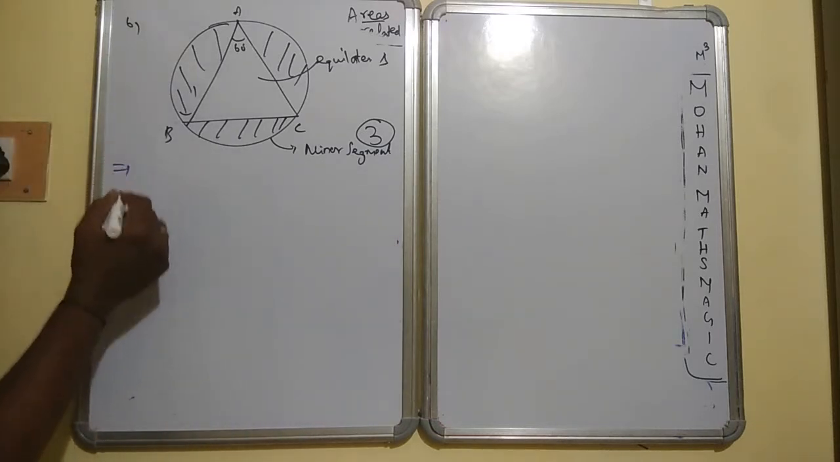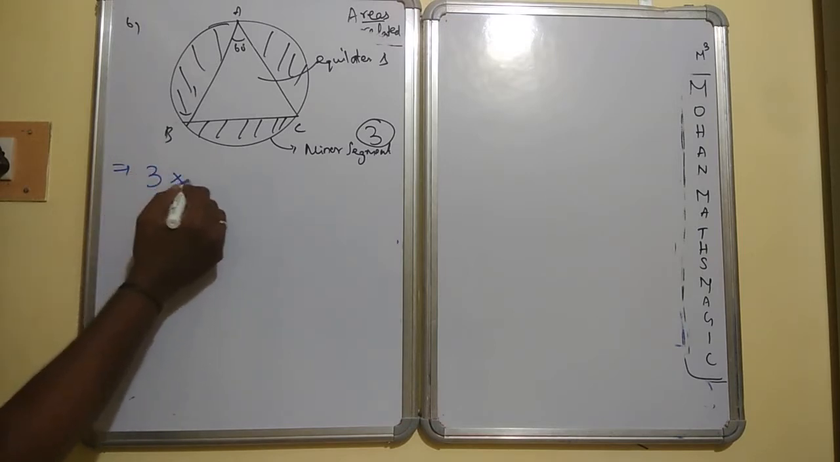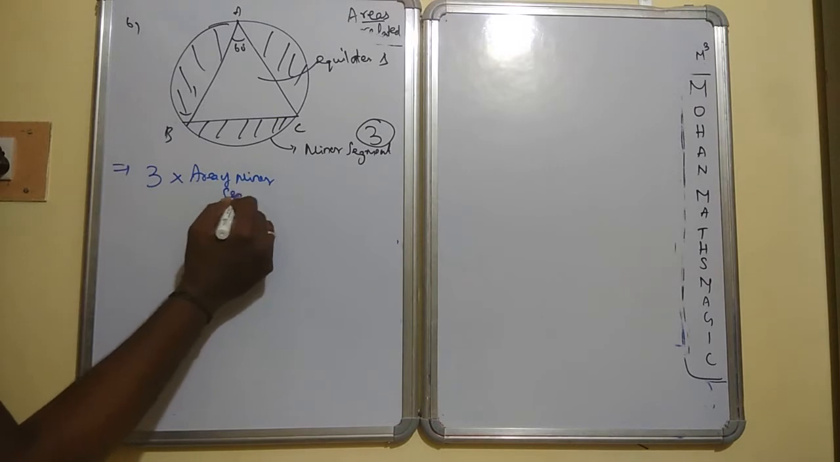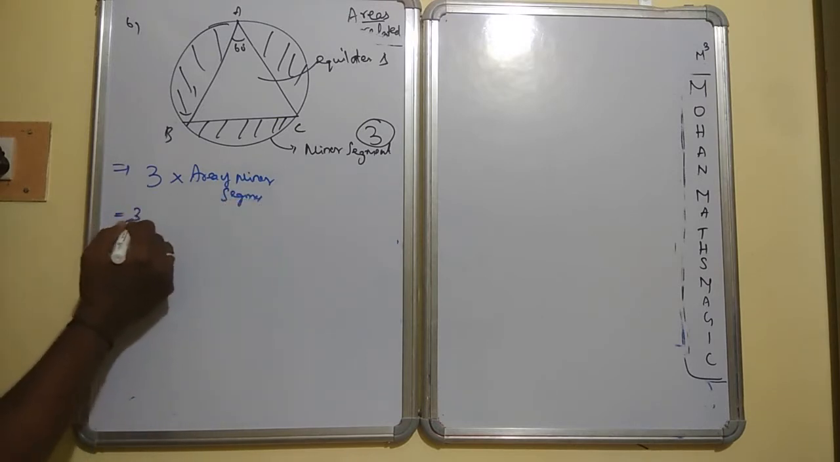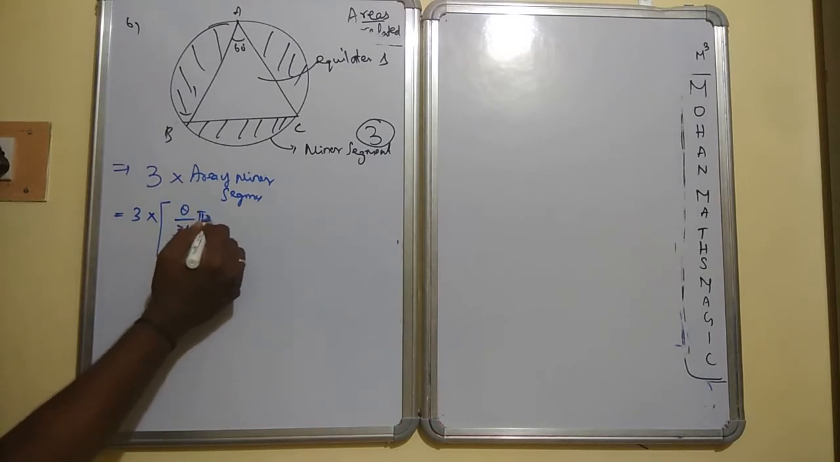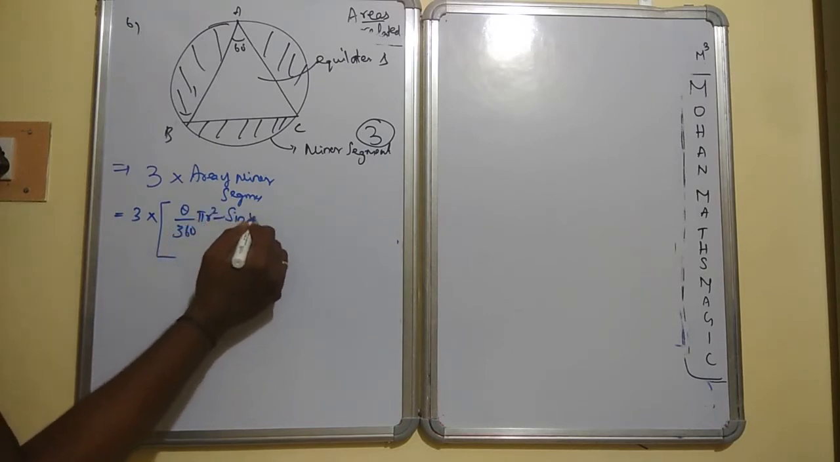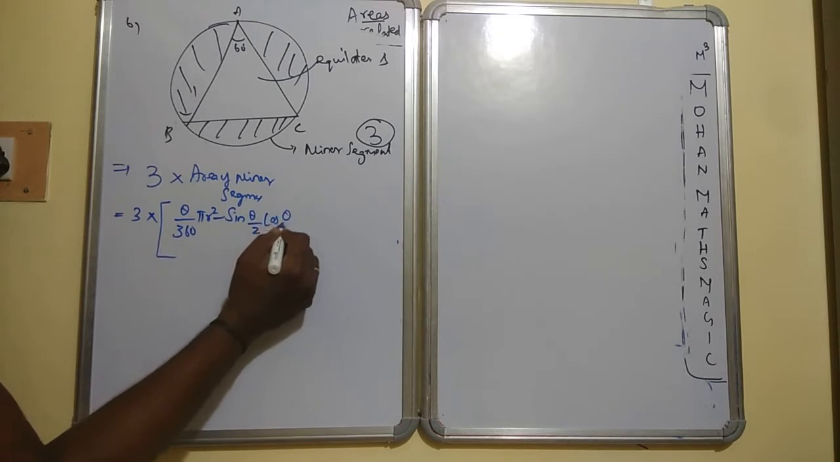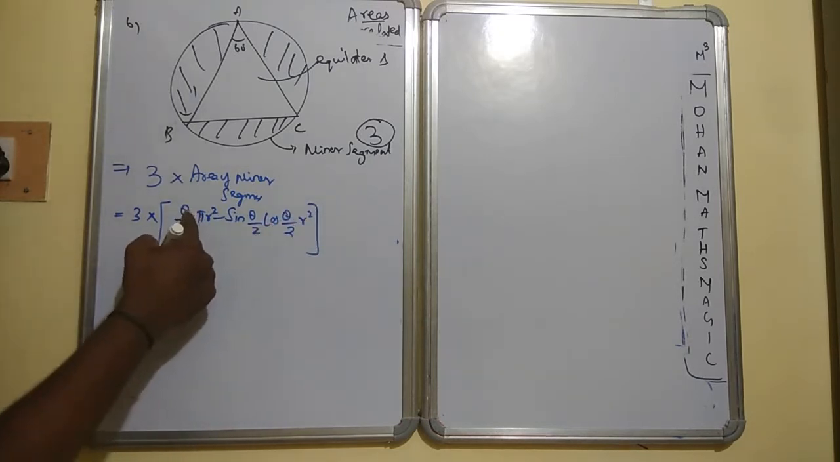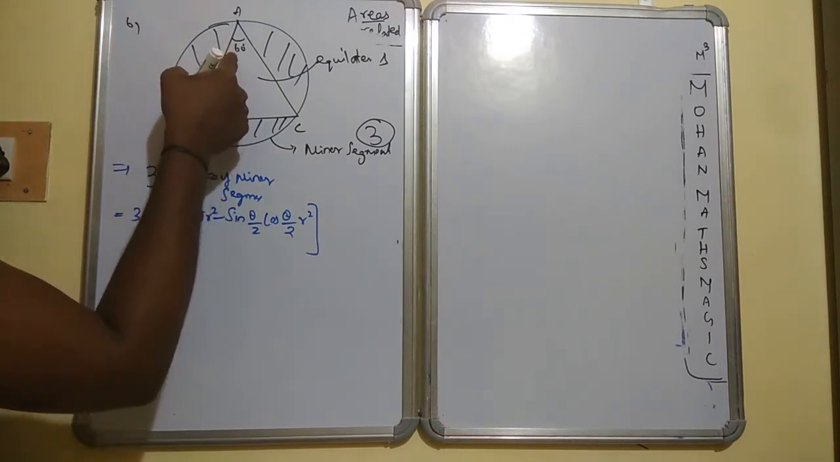So what is the formula? 3 minor segments, so 3 into area of minor segment. The formula is theta by 360 into pi r square minus sin theta by 2 cos theta by 2 r square. What are the things I know? The theta value. Does the segment come from here?